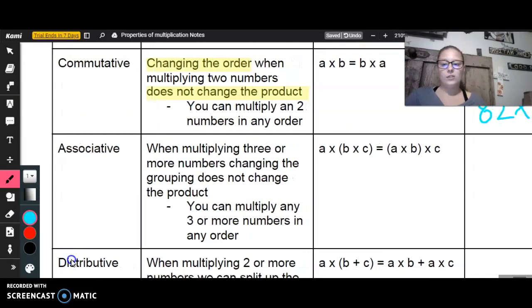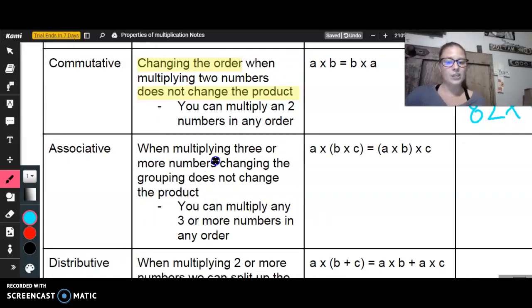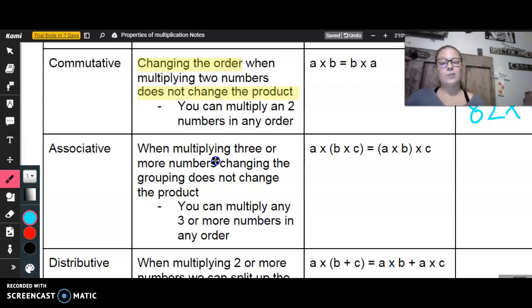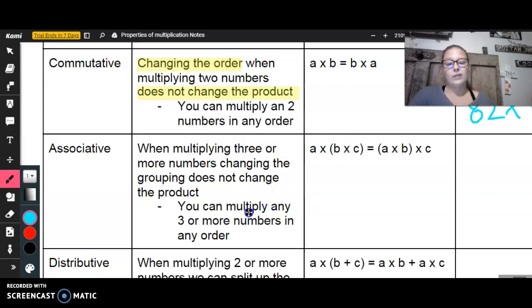Now we're going to talk about the associative property. This is saying when we're multiplying 3 or more numbers, changing the order does not change the product. This is very similar to the commutative property, but the commutative property is only with 2 numbers. The associative property is with 3 or more numbers. So when we're multiplying any of these 3 numbers, you can do it in any order, and it's going to be the same.